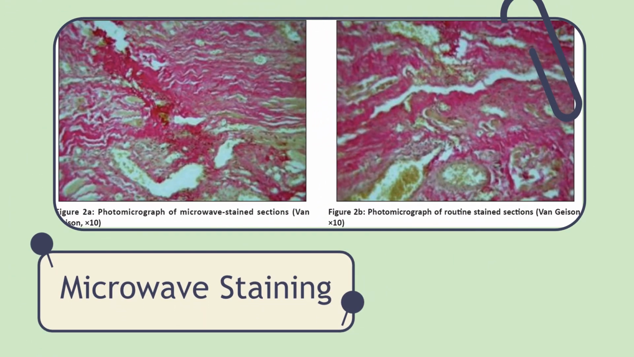So we have here pictures. The first photograph is of the microwave stained sections, while the second photograph is of the routine stained sections. So as you can observe from the first photograph, it has better contrast. It has intense staining, and less non-specific staining. While in the routine stained section, it is harder for pathologists to diagnose if it is compared to microwave stained sections because it has more non-specific staining. So you can observe that there are less creases in the second picture compared to the first picture. And it also doesn't have a better contrast. Okay.